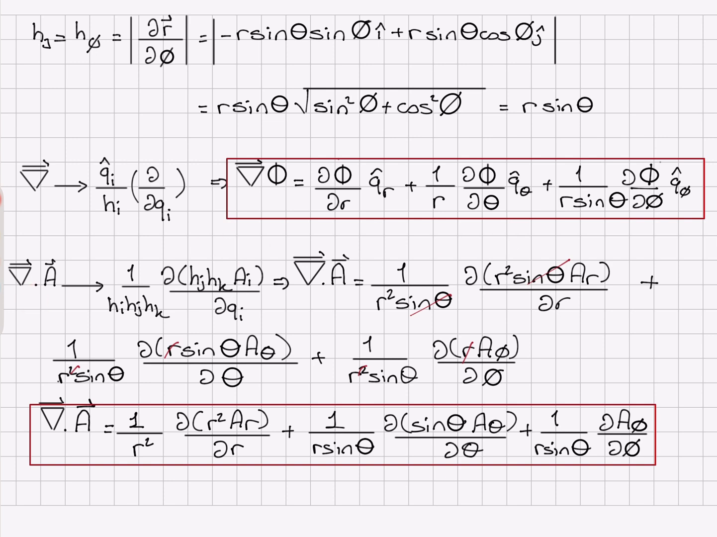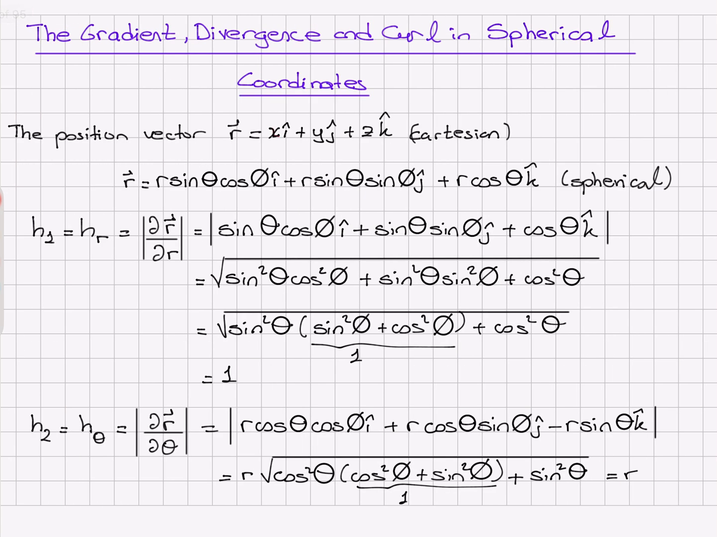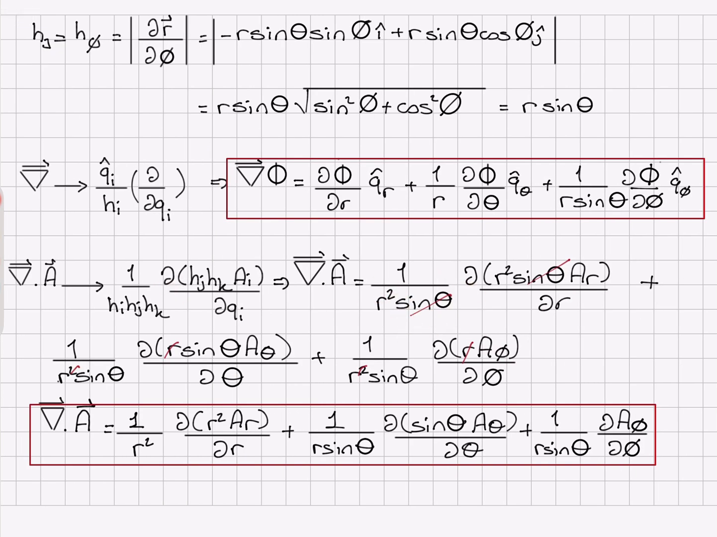The divergence is 1 over h_i h_j h_k. So 1 over r sine theta times r, that is 1 over r squared sine theta, del h_theta h_phi, which is r squared sine theta A_r, del r, plus 1 over r squared sine theta del h_r h_phi. h_r is 1, h_phi is r sine theta, A_theta with respect to theta, plus 1 over r squared sine theta del h_r h_theta, which is 1 times r, A_phi divided by del phi. So with the simplifications, we get our divergence.